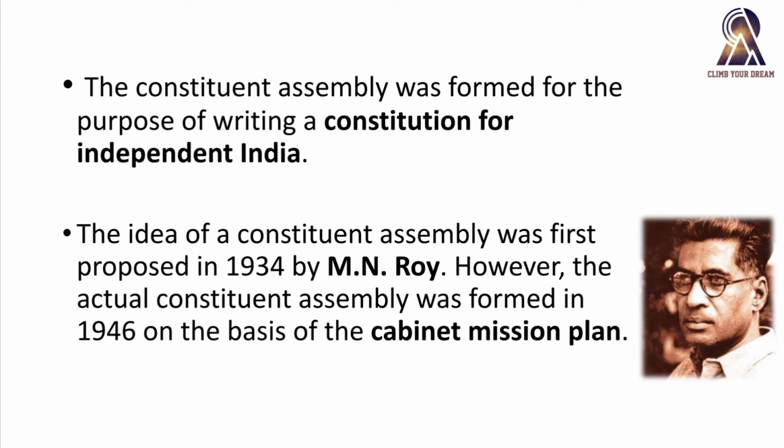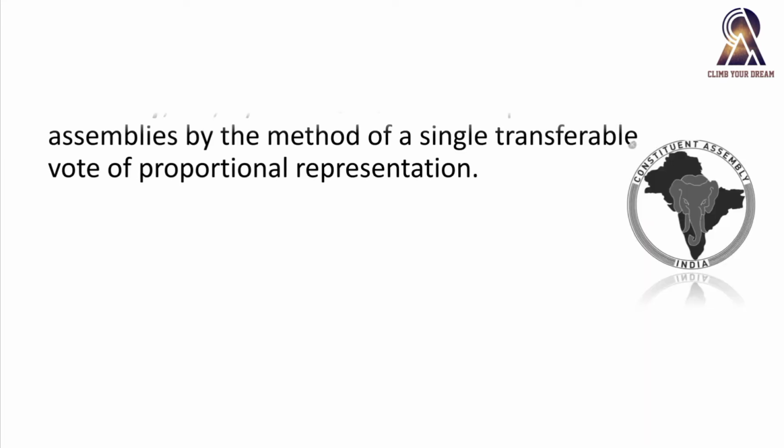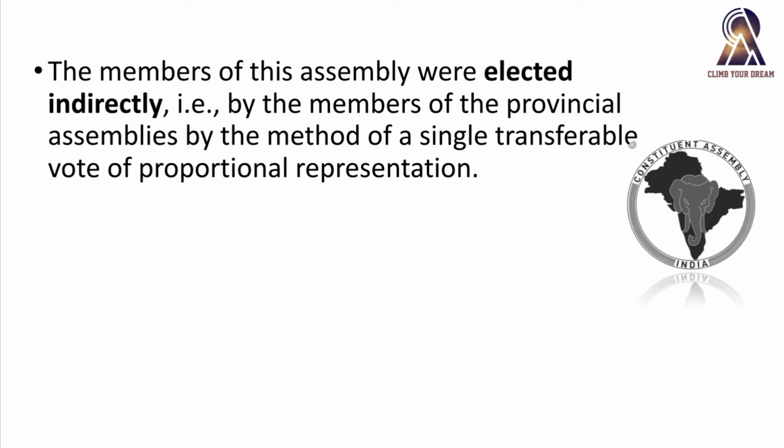This Cabinet Mission Plan basically was three cabinet ministers of Britain who came to India with the objective to form Constituent Assembly so that India can have its own constitution, and this Cabinet Mission Plan was seen as a sign of British leaving India. This Constituent Assembly was partly elected, and the elected members were elected indirectly using single transferable vote of proportional representation. We will know about single transferable vote of proportional representation in our coming videos.